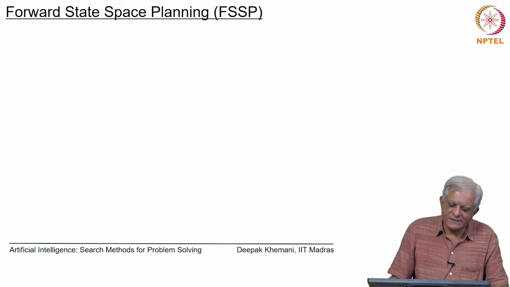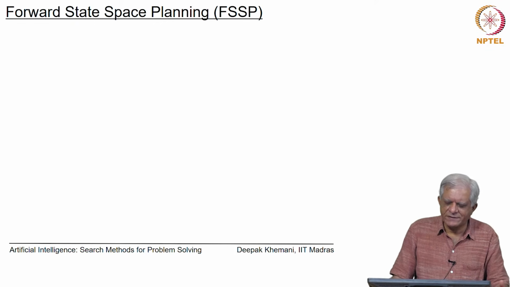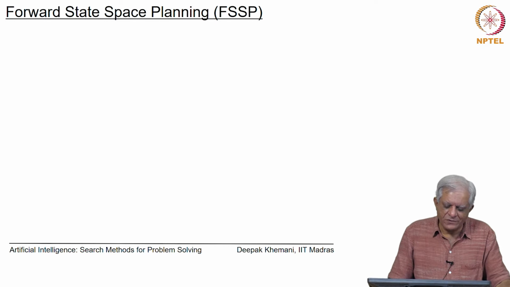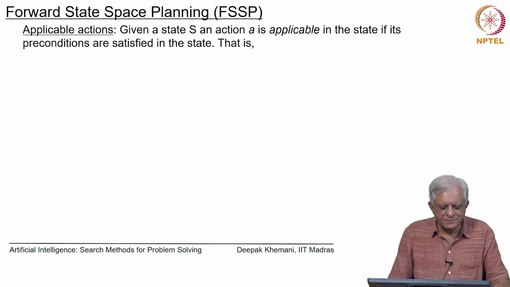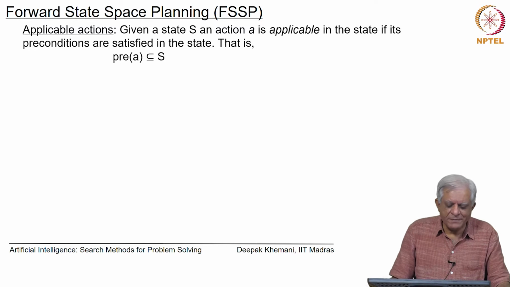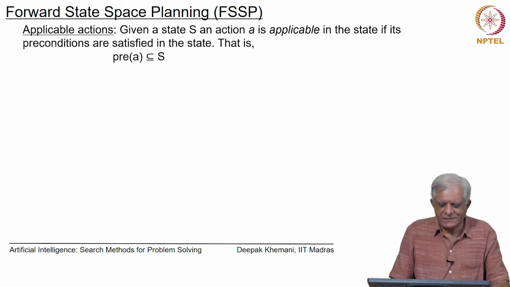Now, what does forward state space planning do? That is in some sense analogous to the search that we have been talking about. You are in a start state, you want to find which states you can go to, and then you want to find a path to the goal state. We will call this forward state space planning, because you are moving in the forward direction from the start state to some goal state. The first thing you want to decide is what are the actions that are applicable in the start state.